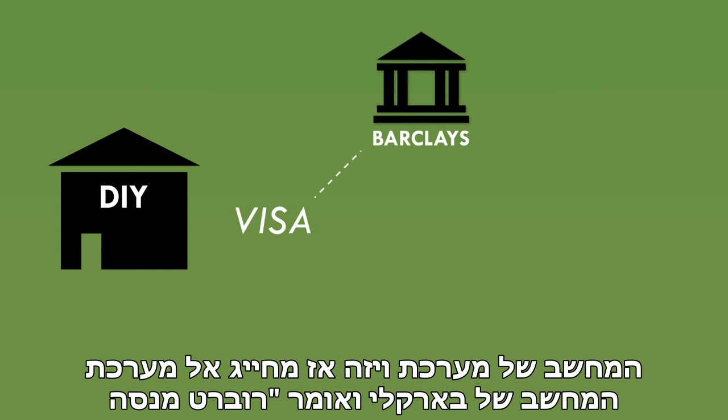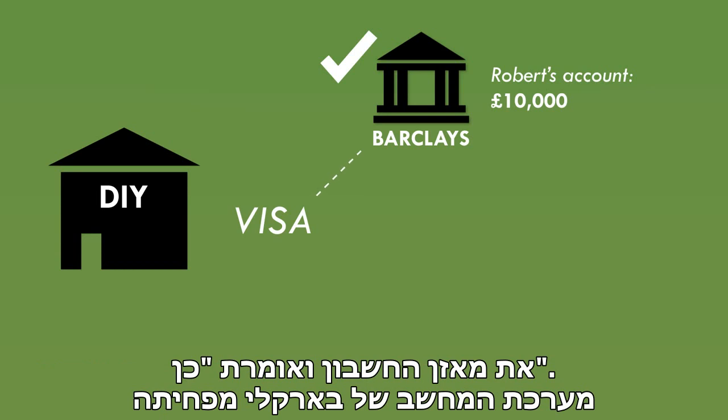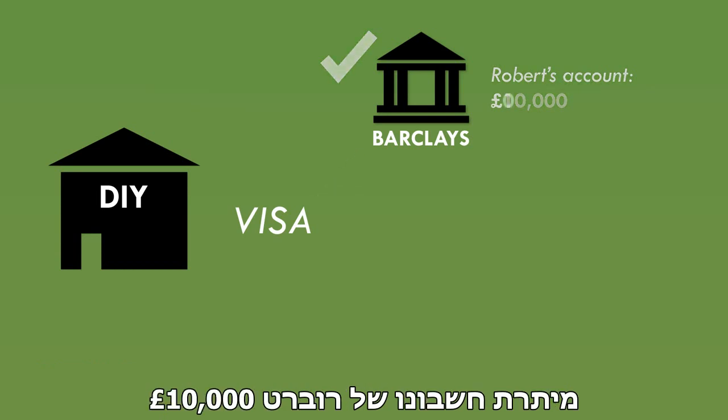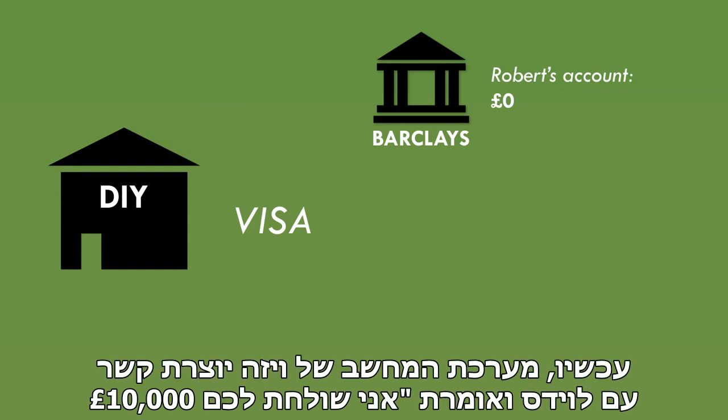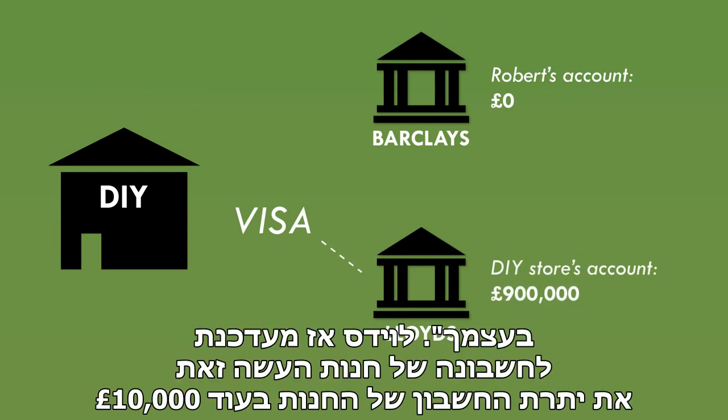Visa's computer systems then dial up Barclays' computer systems and say, "Robert's trying to spend £10,000 on his debit card, is that okay?" Barclays' computer system checks the balance of the account and says yes. Barclays' computer system then reduces the balance of Robert's account by £10,000. Now, Visa's computer system contacts Lloyds and says, "I'm sending you £10,000 for the DIY store's account." Lloyds then updates the balance of the DIY store by £10,000.